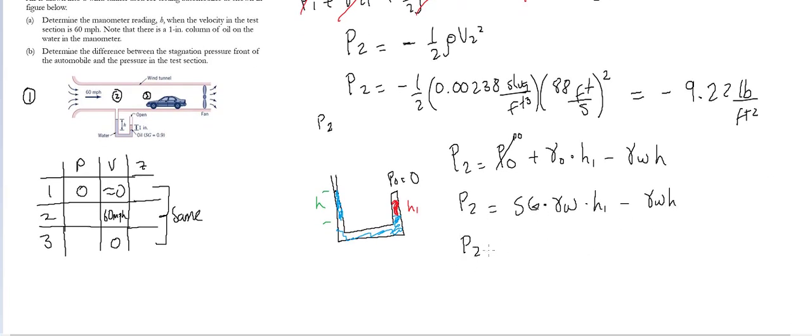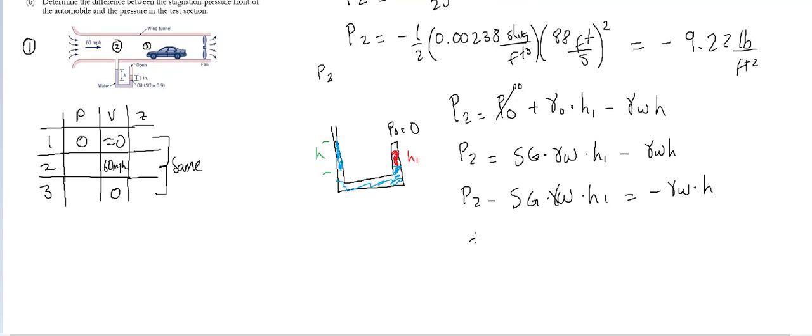So P2 minus SG gamma of water times h1 is equal to negative gamma of water times h. So this becomes simply, getting rid of the negative, we have SG gamma of water h1 minus P2, all divided by gamma of water, is equal to h.